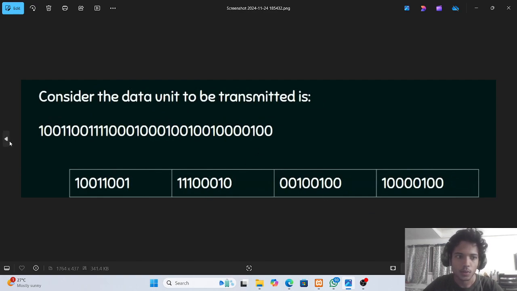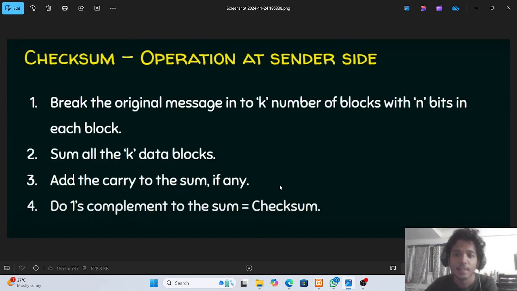The second step is that we will be summing all the k data blocks. We'll carry the sum if there is any carry, and go ahead with the calculations of binary numbers. After that, we'll take the ones complement of the final answer that we get, and that is going to be our checksum.